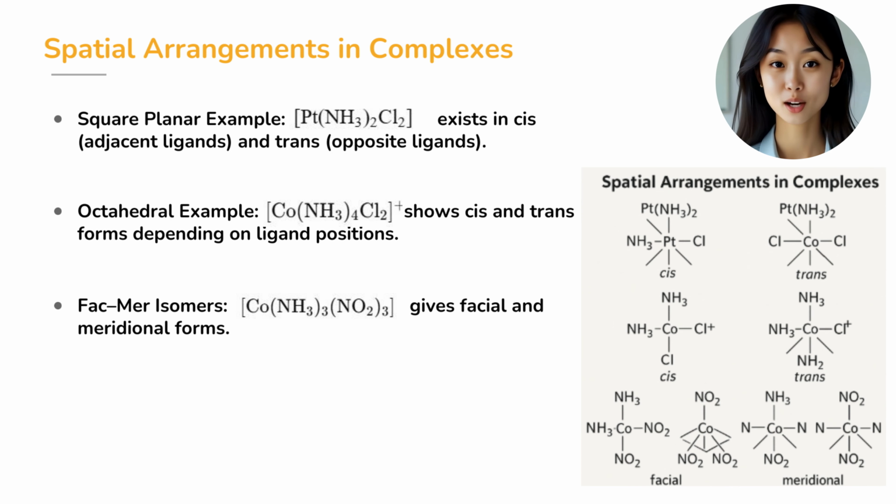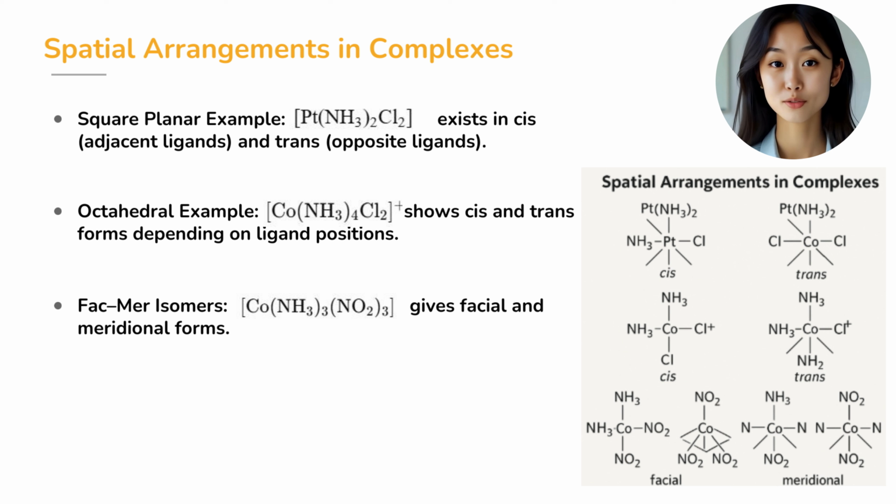Okay, bachcho, let's jump into geometrical isomerism. Imagine your classroom. If two students sit next to each other, that's cis. If they sit opposite, that's trans. Same goes for ligands in coordination complexes. Take platinum with two ammonia and two chloride ligands, written as Pt(NH3)2Cl2. In the cis form, the chlorides are next to each other. In the trans form, they sit opposite.